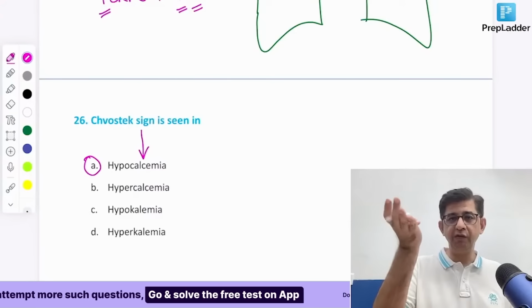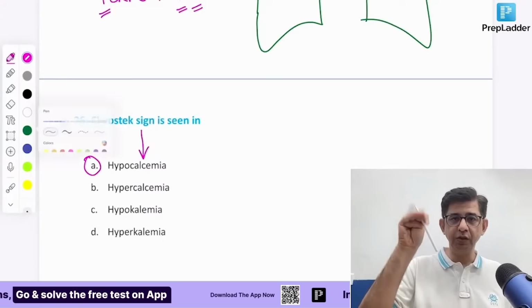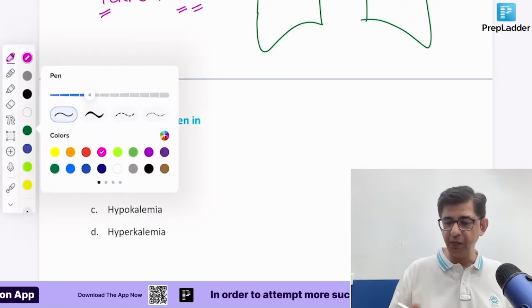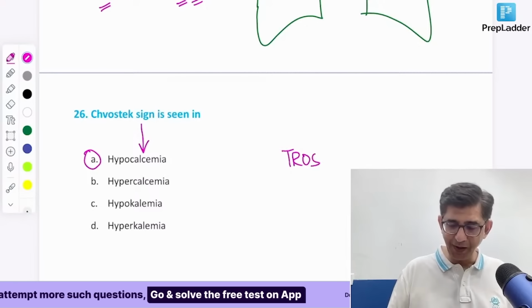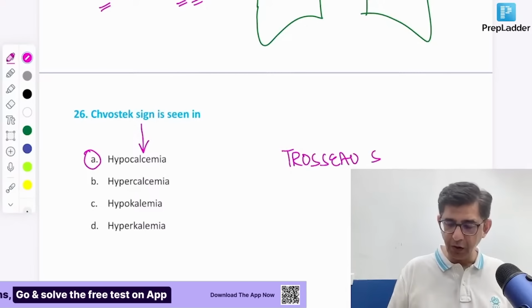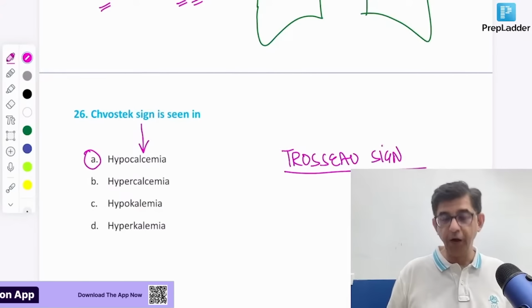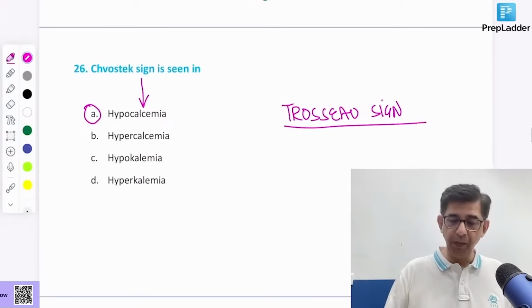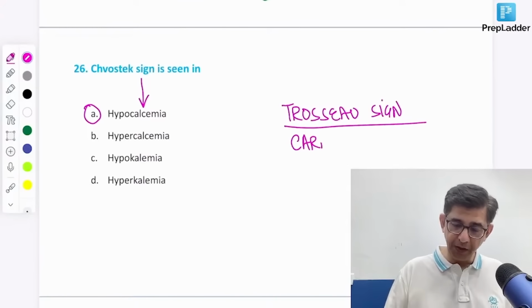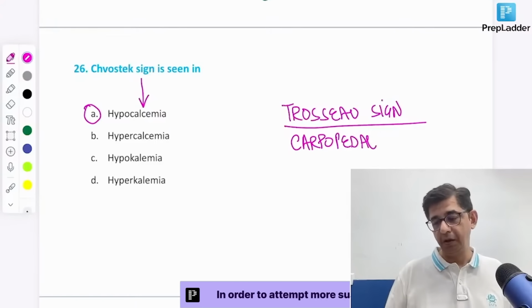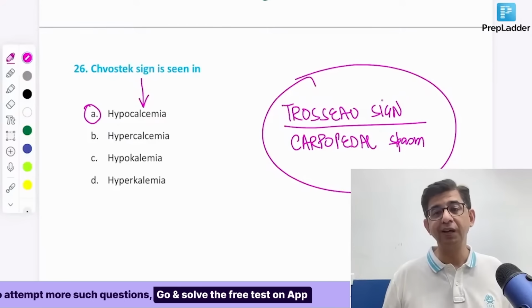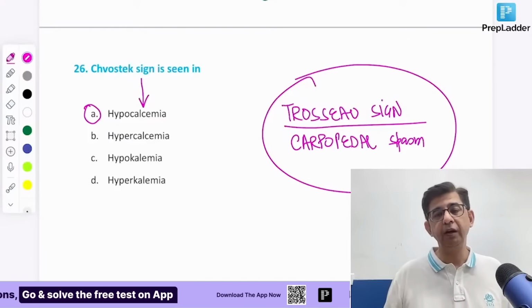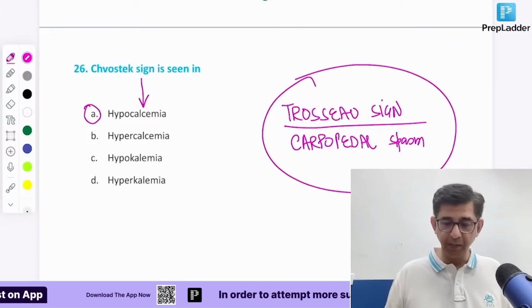In Trousseau sign, you have a carpopedal spasm. In Trousseau sign, you will be putting a BP cuff on the arm of the patient, and when you put the BP cuff on the arm, it will cause irritability of the median nerve that will cause carpopedal spasm as a manifestation here.